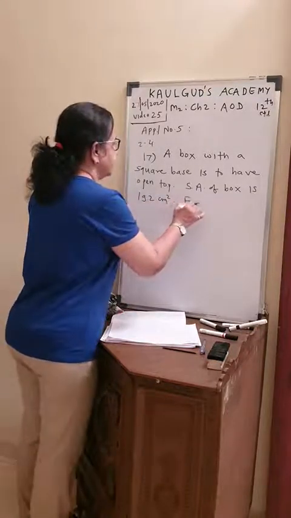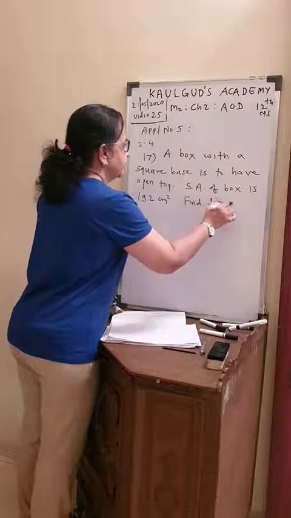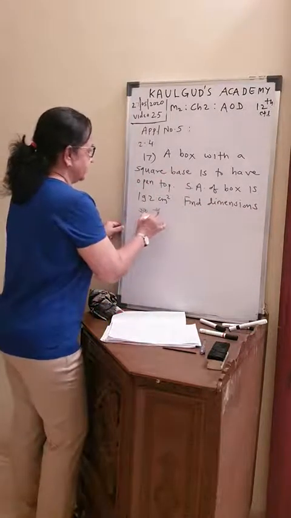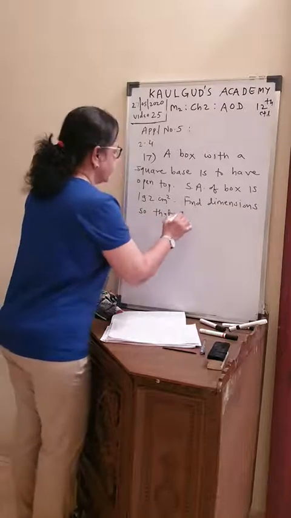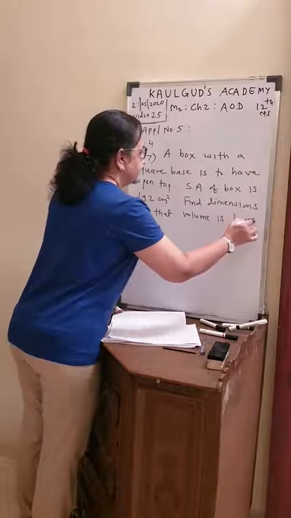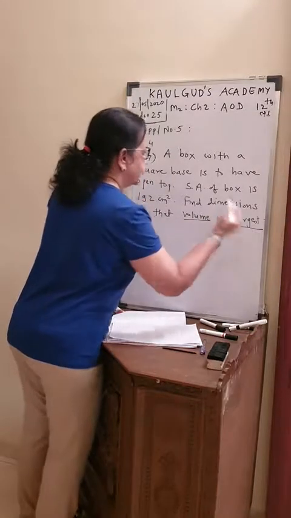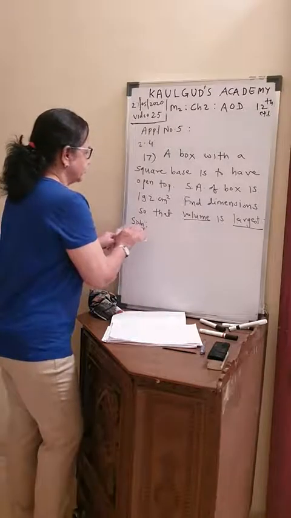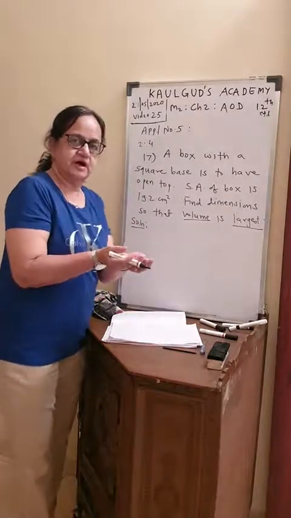Find the dimensions of this box so that its volume is largest. So volume should be maximum. Now imagine, I am not going to draw it on the board. There is a box. How is the box?